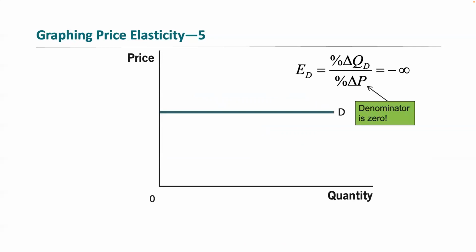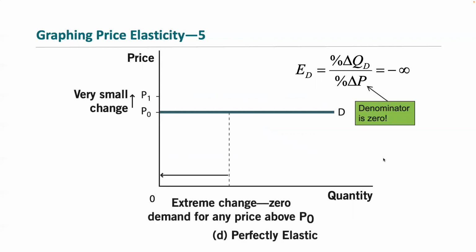And then finally, the last thing that we're going to take a look at in this video is something that is perfectly elastic. Perfectly elastic is going to have this horizontal demand line. This is an extreme change. Anytime the price changes at all, demand will automatically go right to 0 because this is perfectly elastic.